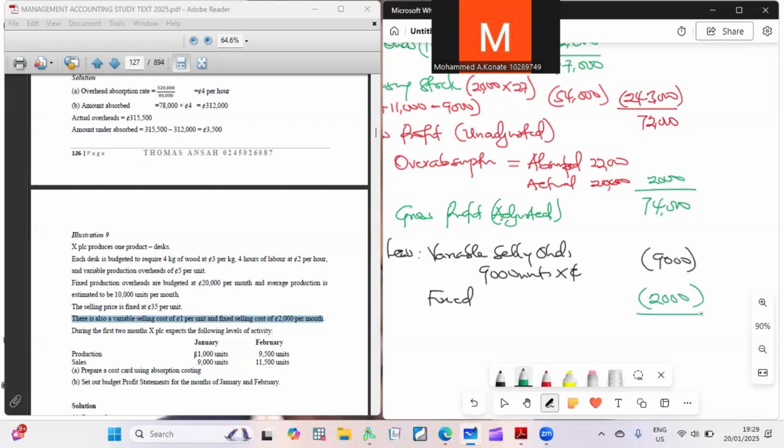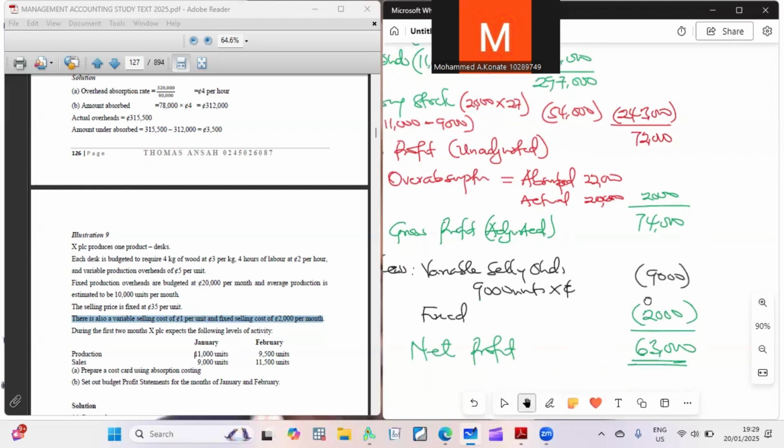So now when you put everything together, you have 74 minus 9 minus 2. And so our final answer is 63. And that 63 becomes our net profit. All right. So basically, that is how you do the whole absorption thing.